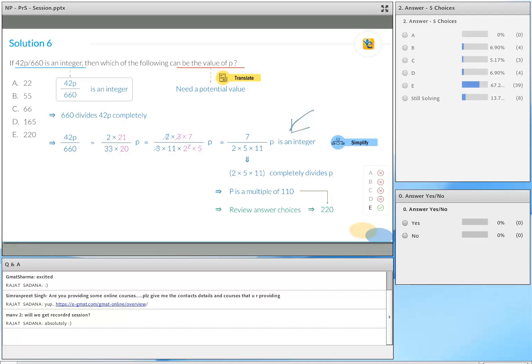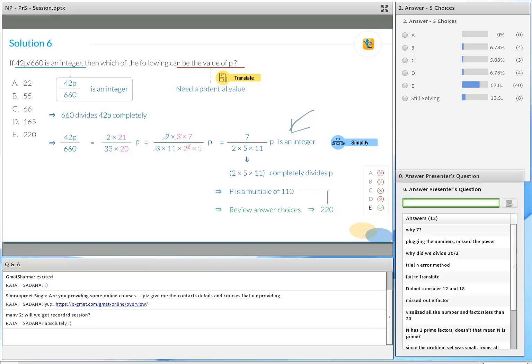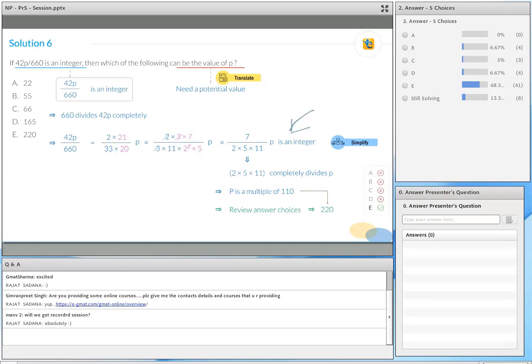Now, for those of you who faltered here, why is it that you faltered? For those of you who were not able to select any answer, or who were not able to select choice E as the correct answer, where did you falter? Didn't understand the question, took too long.